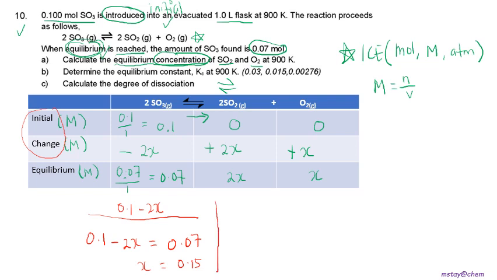Because the question asks us to look for the concentration of SO2 and the concentration of O2. So the concentration of SO2 at equilibrium is equal to 2x. When you press the calculator, you will get 0.03 molar, while for the oxygen at equilibrium is equal to x, which is equal to 0.015 molar.